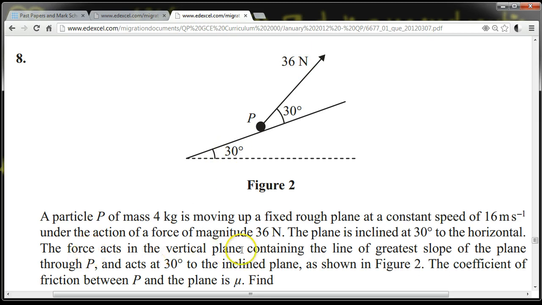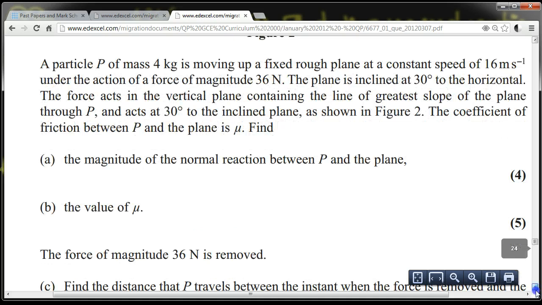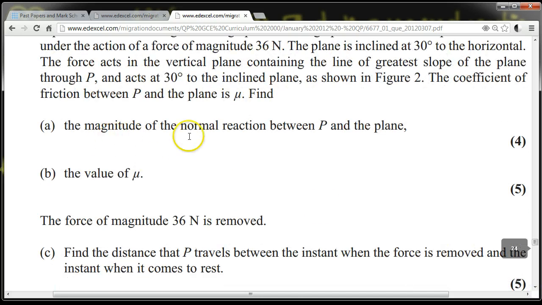The force acts in the vertical plane containing the line of greatest slope of the plane through P, and acts at 30 degrees to the inclined plane, as shown in figure 2. The coefficient of friction between P and the plane is mu. Find the magnitude of the normal reaction between P and the plane, and the value of mu.